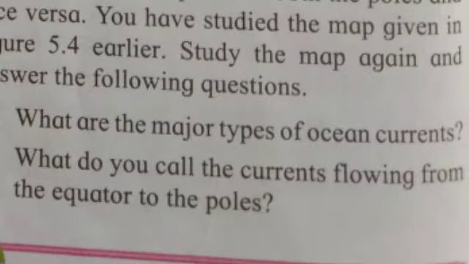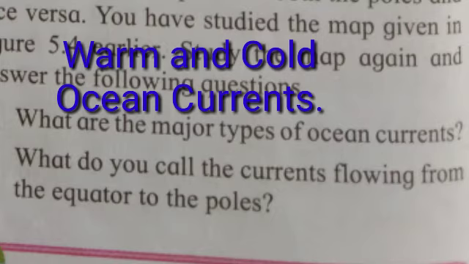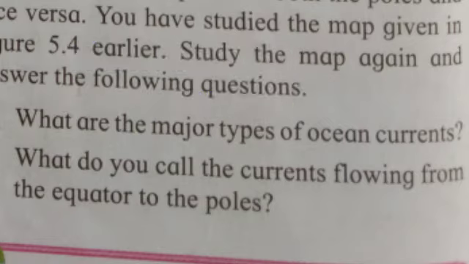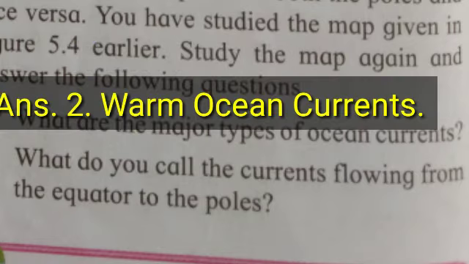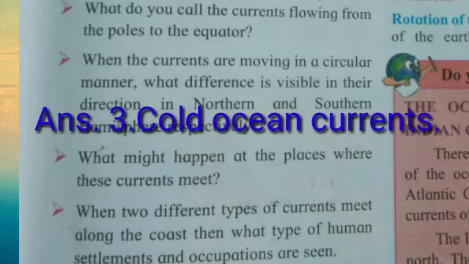First question, what are the major types of ocean currents? The major types of ocean currents are warm ocean currents and cold ocean currents. Second question, what do you call the currents flowing from the equator to the poles? The currents flowing from the equator to the poles are called warm ocean currents. Third question, what do you call the currents flowing from the poles to the equator? The currents flowing from the poles to the equator are called cold ocean currents.